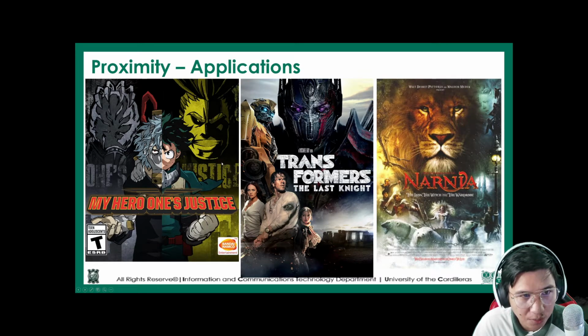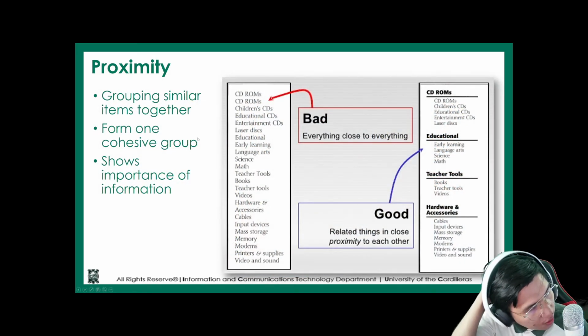Diba? So, proximity. Kumbaga, ginugroup mo sila together. Same goes through here. It uses hierarchy as well. Tapos yung mga bida natin and the supporting casts. So, yun yung proximity. It's the way on how you group similar items together.